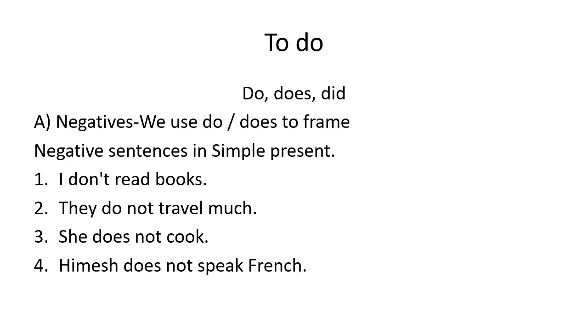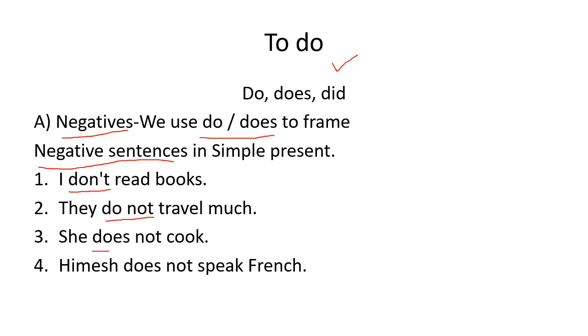This is the second use of do and does. We use them to make negatives. We use do and does to frame negative sentences in simple present. And obviously we make use of did to make negative sentence in simple past. Now here there are a few examples. I don't read books. A sentence in simple present but negative. They do not travel much. A sentence in simple present but negative.